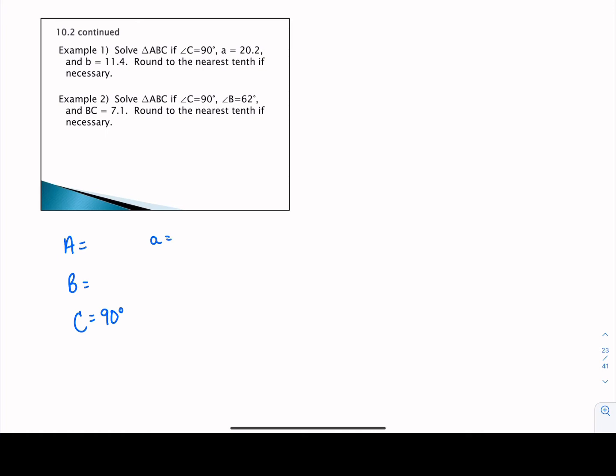So A has been given as 20.2 units. Our B side length is 11.4 units, and C is going to be an unknown. So what we have here are two missing angles and one missing side length. Order doesn't matter in terms of what you'd like to solve for first, but a sketch is going to be extremely helpful here to help us organize this information. And the sketch might not be to scale. We don't really know what those missing sides or angle measurements are, so you can draw a triangle just assuming that it's not to scale initially.